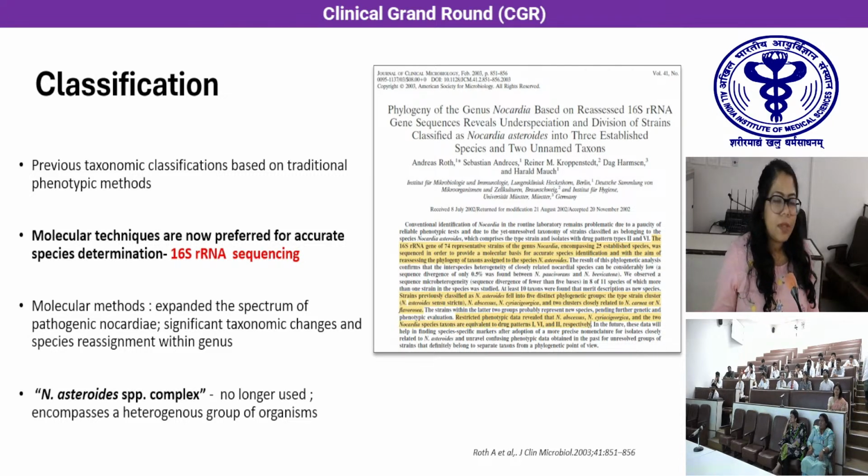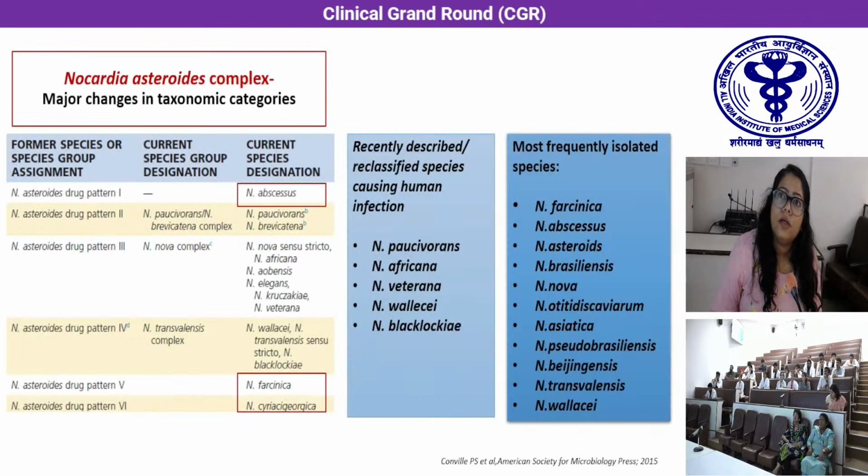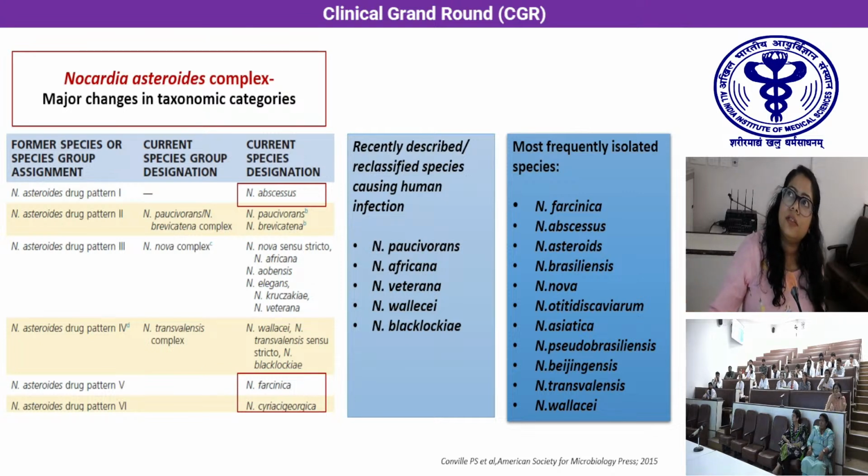So as ma'am has already discussed, Nocardia asteroides species complex is not anymore used because it includes a heterogeneous group of organisms. So all the isolates within the Nocardia asteroides drug pattern group have been reassigned to different groups as shown here. So these are the most frequently isolated species, which include Nocardia farcinica, abscessus, brasiliensis, otitidiscaviarum, etc.